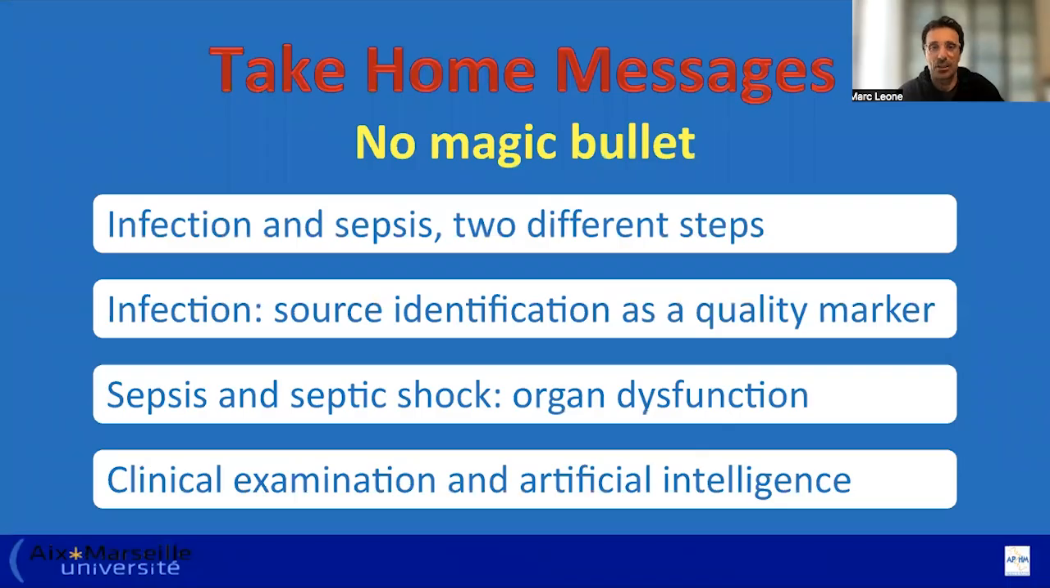So my take-home message is there is no magic bullet. Infection and sepsis are 2 different steps in the management of these patients. For infection, what is very important is to identify the source of infection. It is a quality marker. For sepsis and septic shock, it is to assess the organ dysfunction, each organ dysfunction and its consequence in terms of possible outcome and management. Clinical examination, in my view, remains very important.